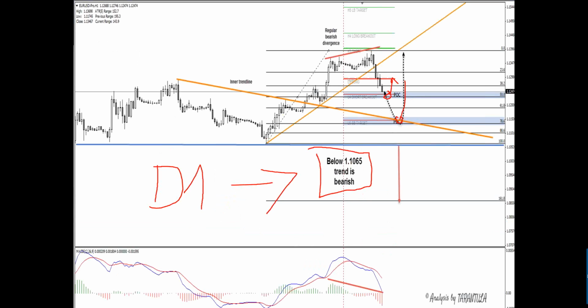Okay, let's see. How to know when a correction becomes a reversal? By using higher time frame analysis or Heikin-Ashi, as I explained. Okay, this is the answer to your question.